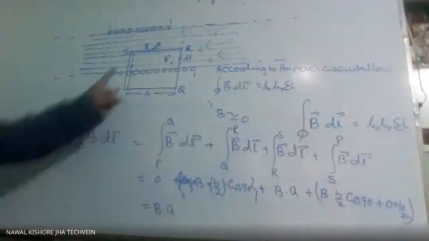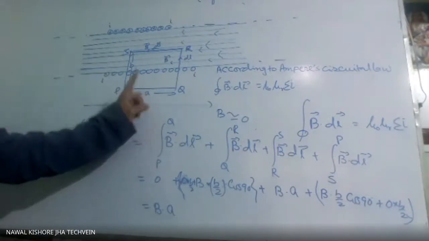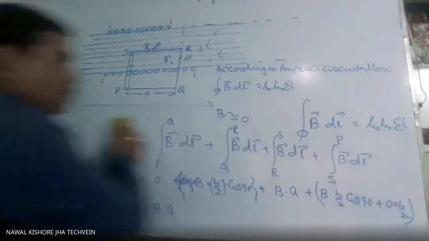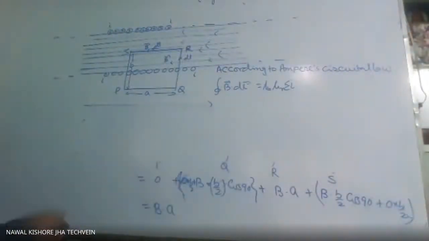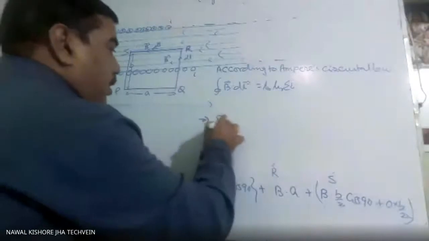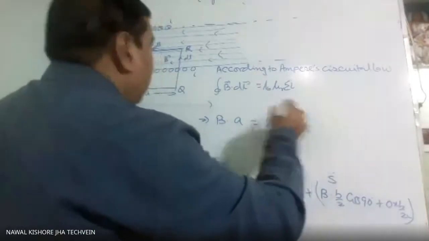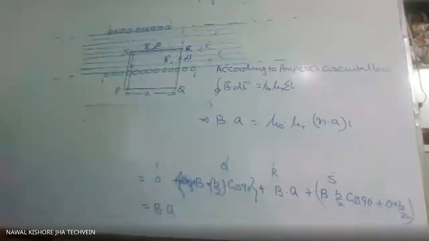So how many loops are enclosed by this? It will be n into a, where n is the number of loops per unit length. Generally, that will be given. This we have already got, b into a. So what did you get? That means this b into a will be mu naught mu r n into A I. This is summation I.